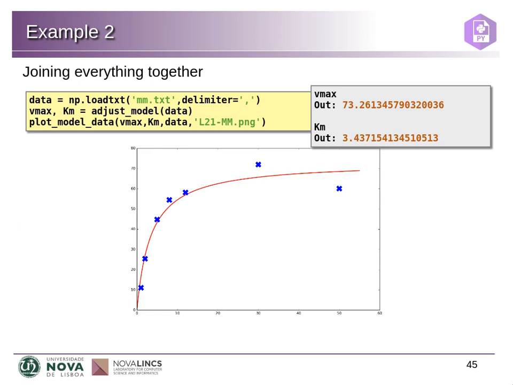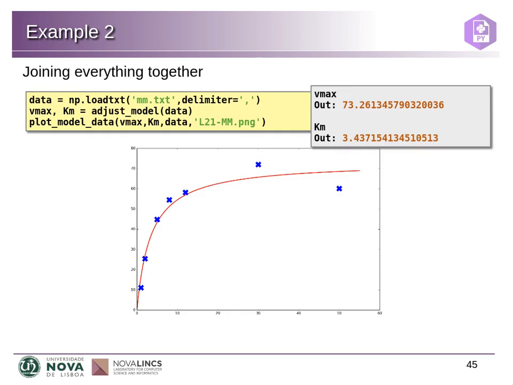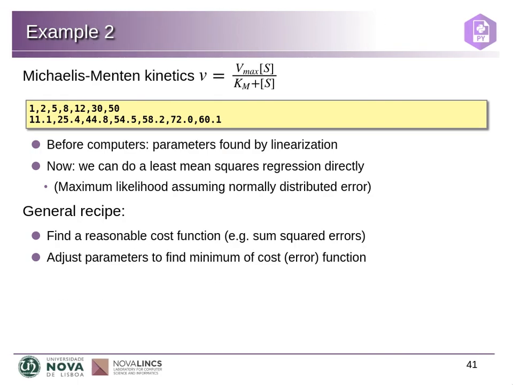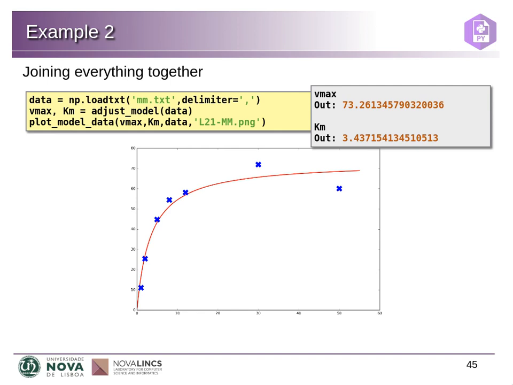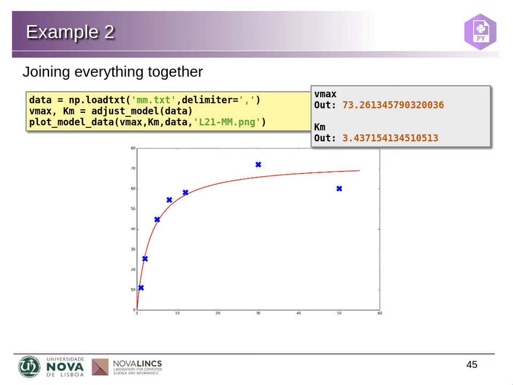So, to adjust the model, we load the data from our file. This was the file that we have. The first row of the data is the substrate concentration. The second row is the initial velocity here. We can give our data to the model function that calls the minimize of SciPy. So it's going to get the substrate concentration from the first row, the initial velocity from the second, and return the adjusted parameters. And then we plot the model with the adjusted parameters.